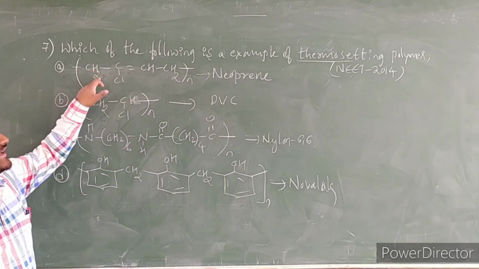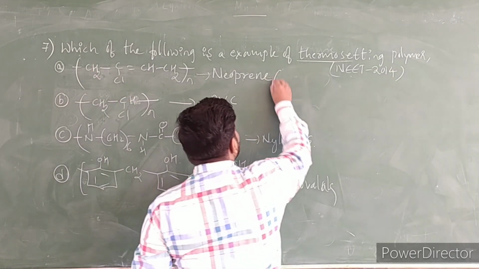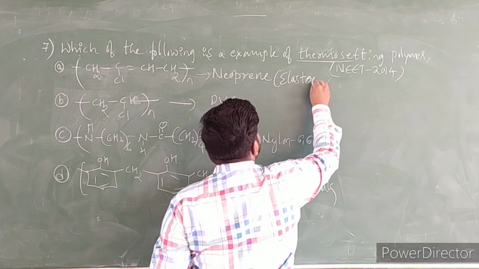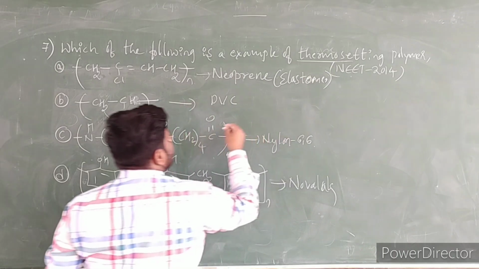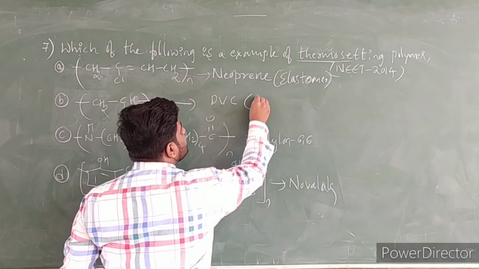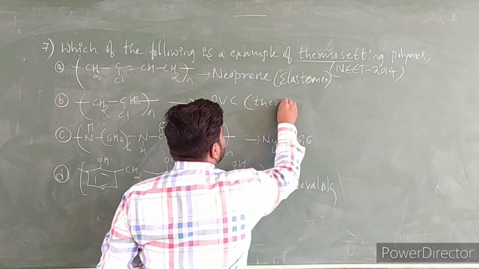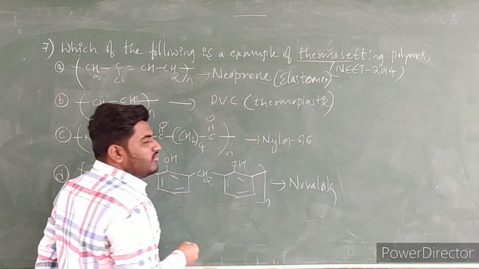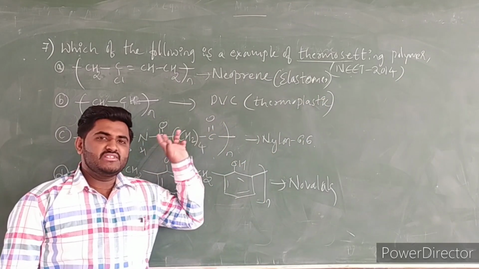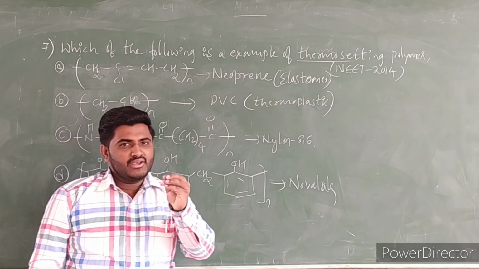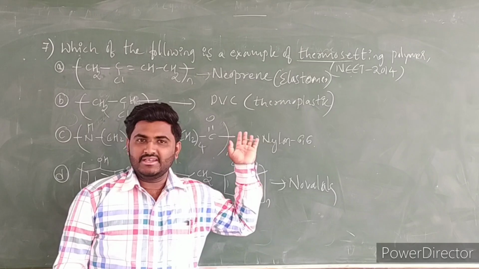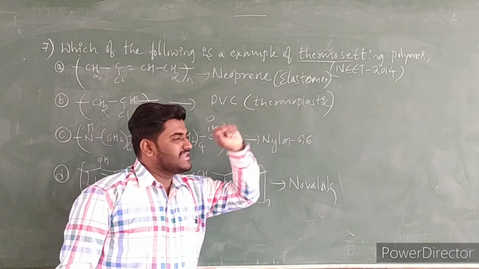See guys, the neoprene is an elastomer. Remember, neoprene comes under which category? Elastomer. Next one, PVC comes under thermoplastic. Why it comes under thermoplastic guys? You know, when you are doing regarding PVC pipe, when you heat it, it will become softer. When you cool it, it will become harder. You can give any shape for that. Hence, this comes under thermoplastic polymers.